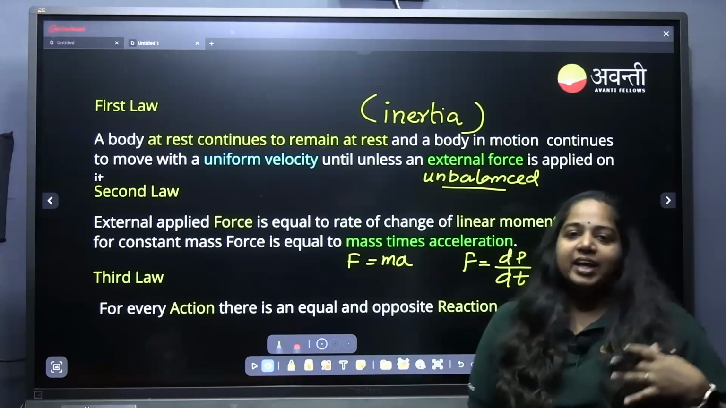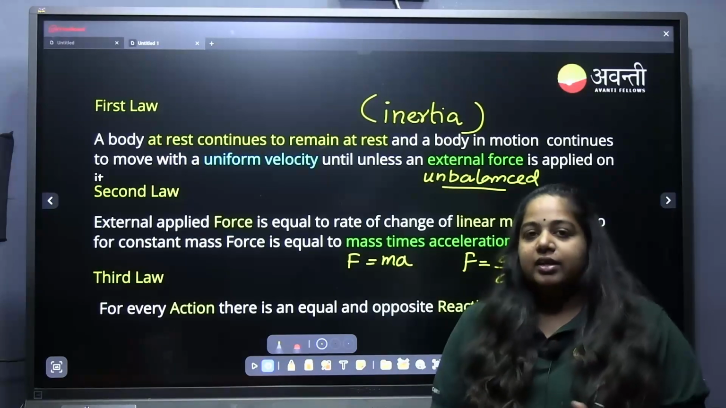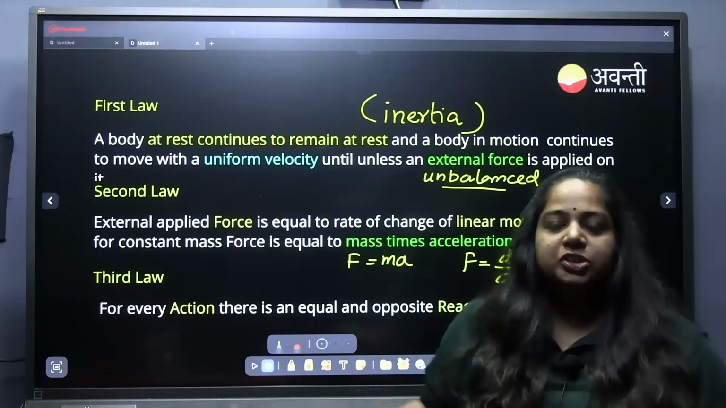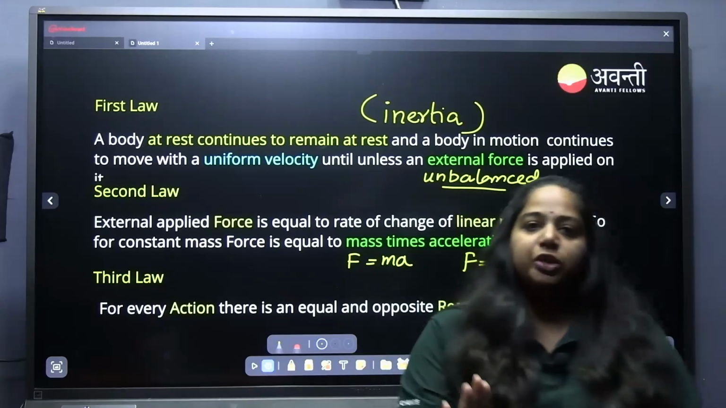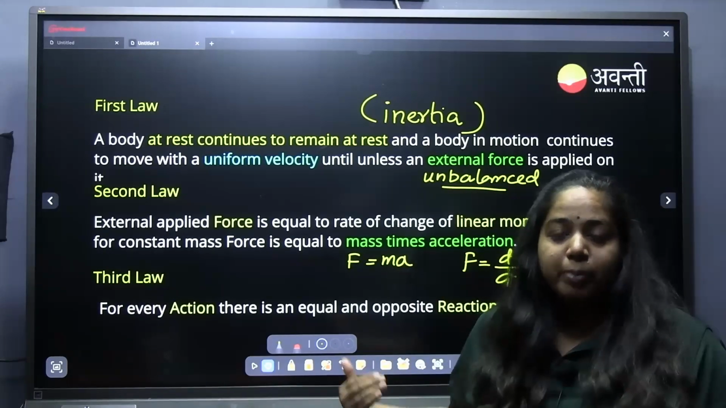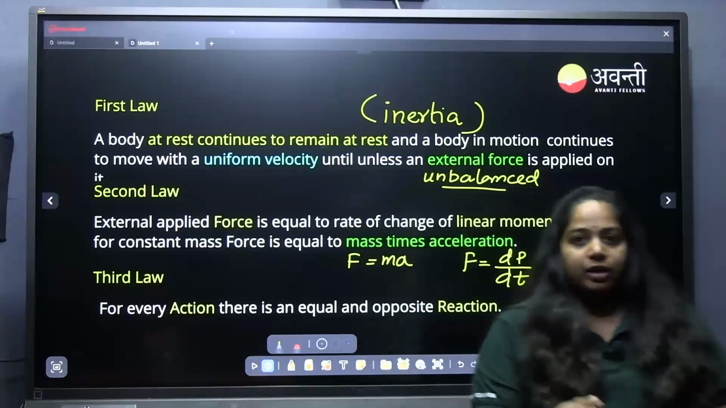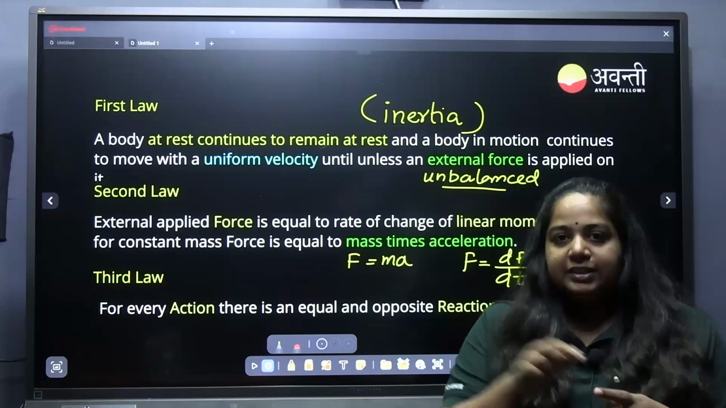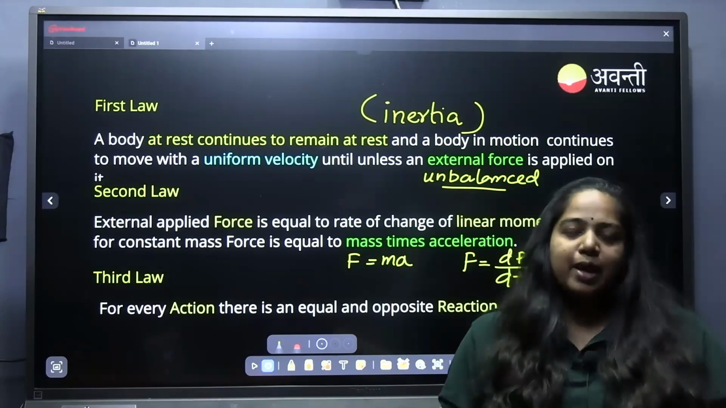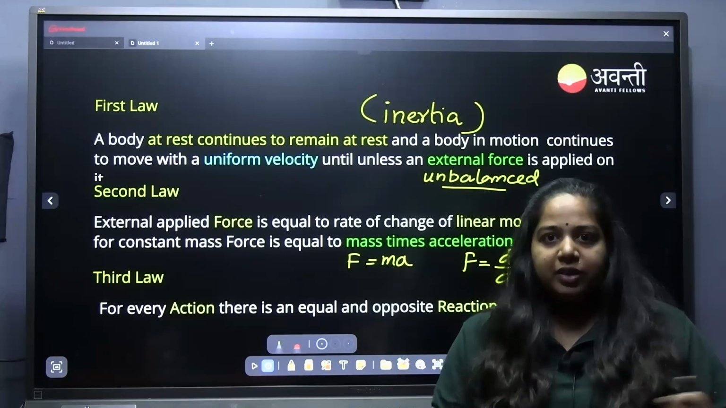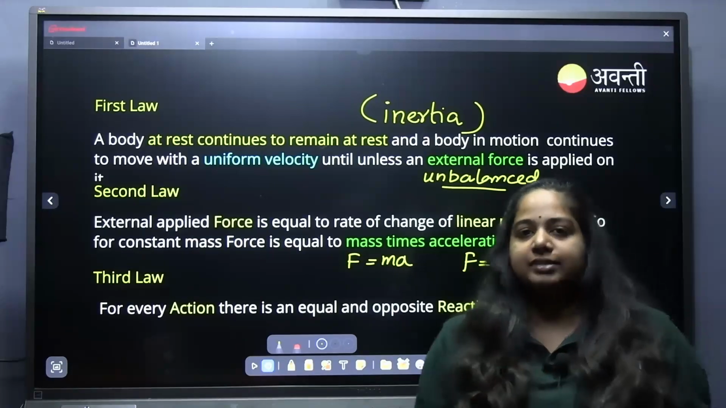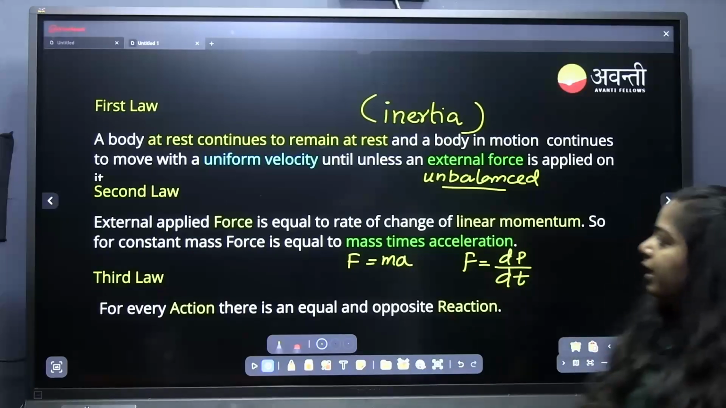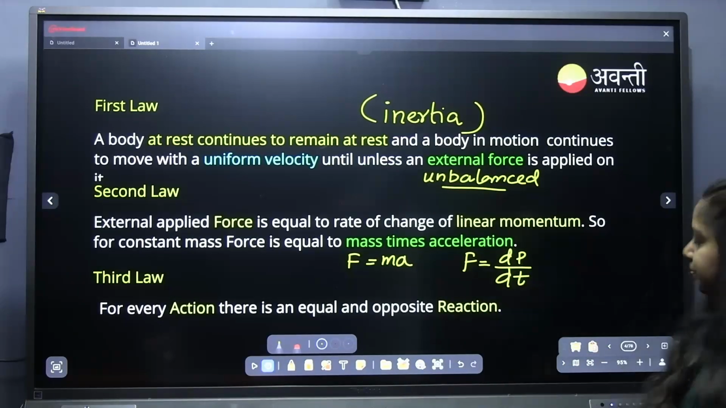Third law: every action has an equal and opposite reaction. Greatest example for that is you just walking. When you are walking, your foot is pushing the ground backward and the ground is pushing you forward. So that is equal and opposite action. It is not cancelling out, because action is happening on one body, reaction is happening on the other body. Only if equal opposite forces act on the same body, it cancels out. That's why action reaction force does not cancel out. I hope everybody understood the first three laws.